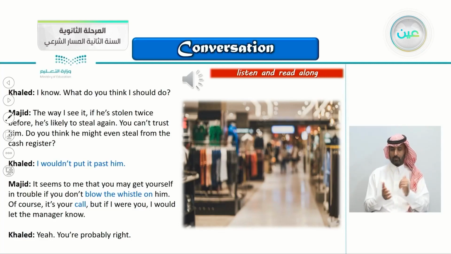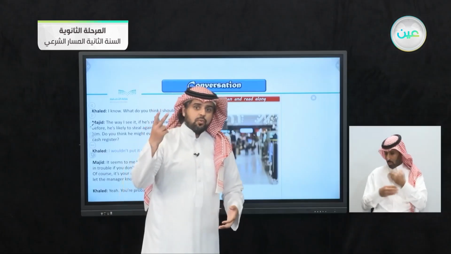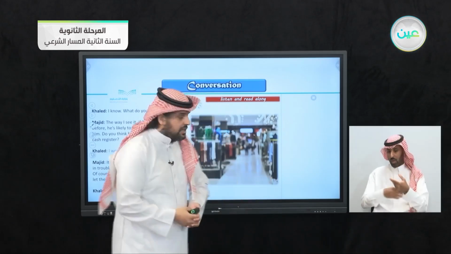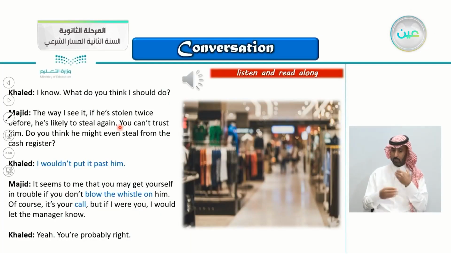So, Khalid, I know. What do you think I should do? So Majid here, he is being logical. He's being reasonable. The way I see it, if he's stolen twice before, he's likely to steal again. He said, you caught him twice. So he will do it again in the future. You can't trust him.